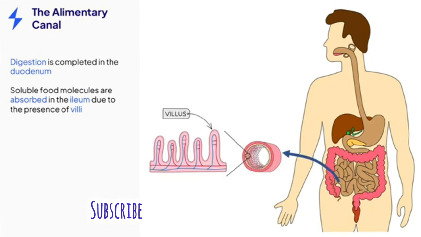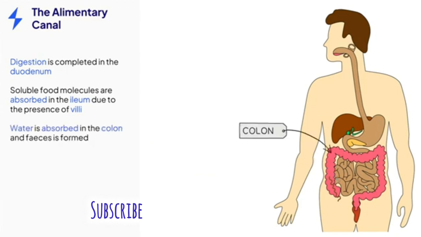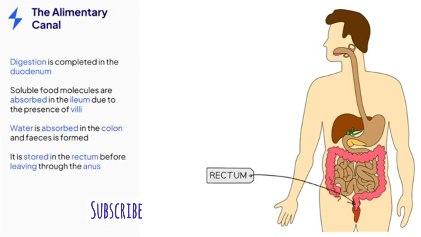The final part of the journey involves the large intestine. No digestion occurs here, and only water is absorbed from the contents in the colon. This solidifies the contents into feces, which will temporarily be stored in the rectum before leaving the body through the anus.